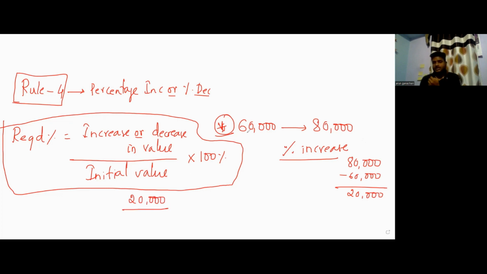What was his initial salary? His initial salary was 60,000. So 20,000 divided by 60,000 into 100%. All these zeros will get cancelled. Two ones are two, three threes are three.